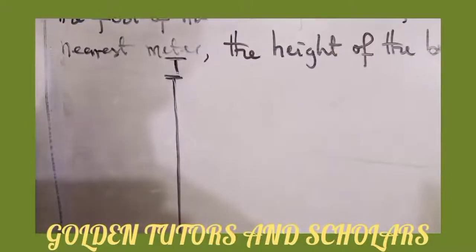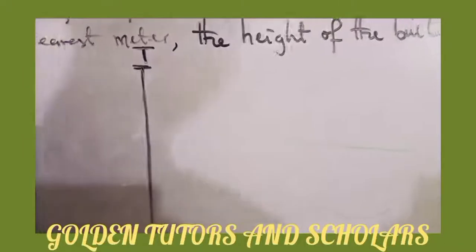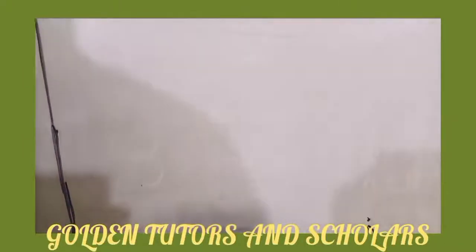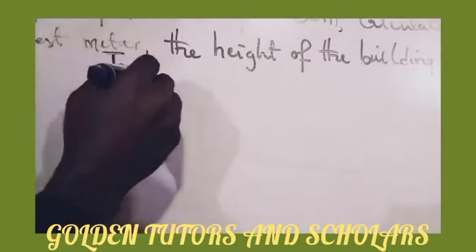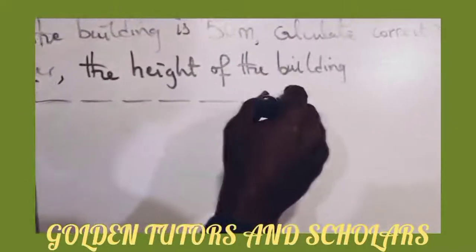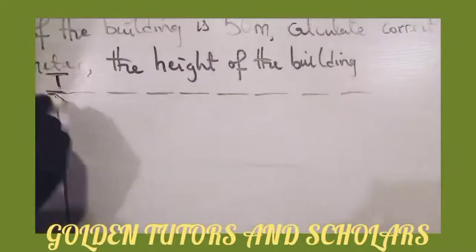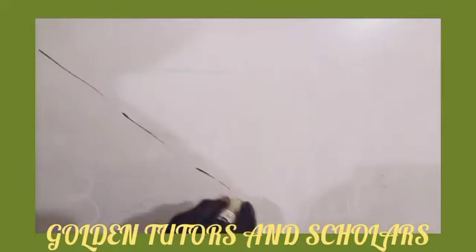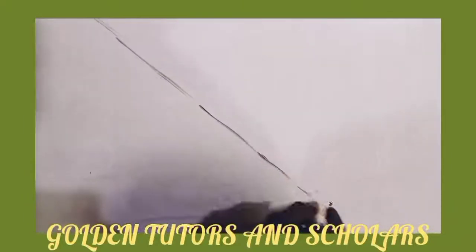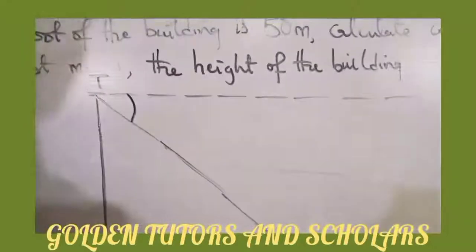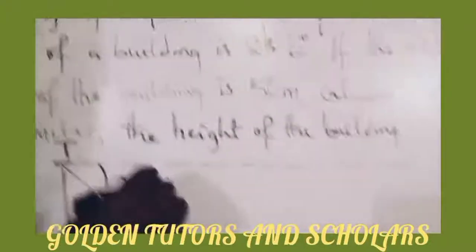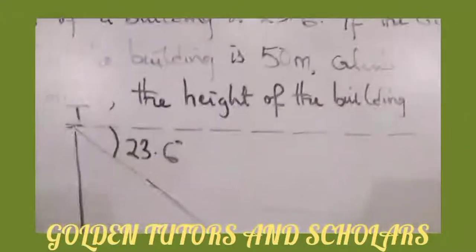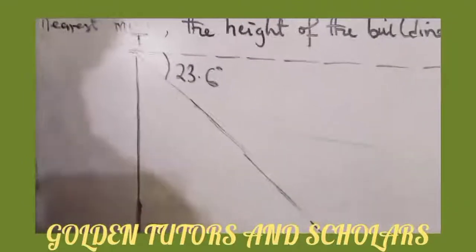The angle of depression of a point P on the ground from this top T means that the horizontal level of this top T is here, okay? And it forms an angle of depression with a point P on the ground. Let's say this cuts out our angle of depression. This is the angle of depression, and that angle of depression is 23.6 degrees.